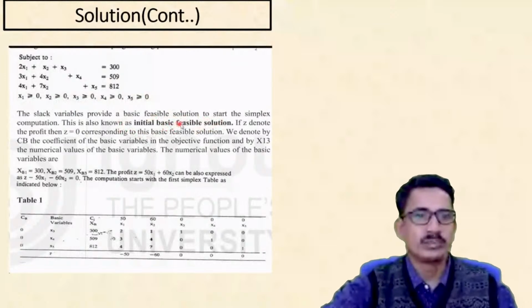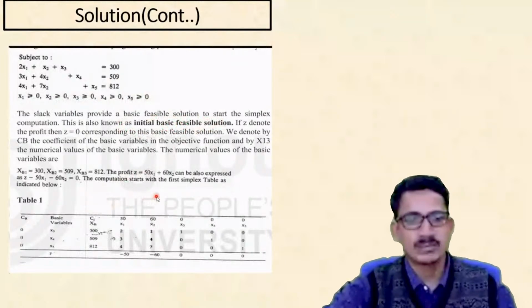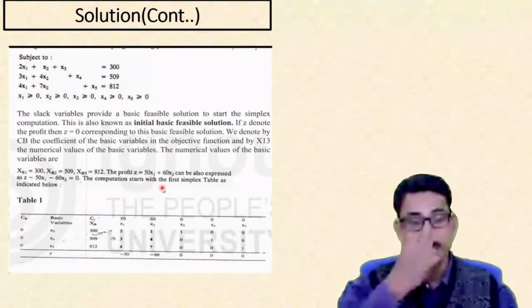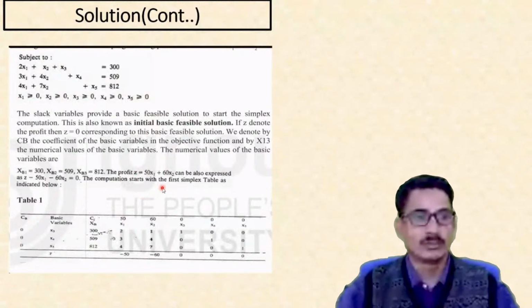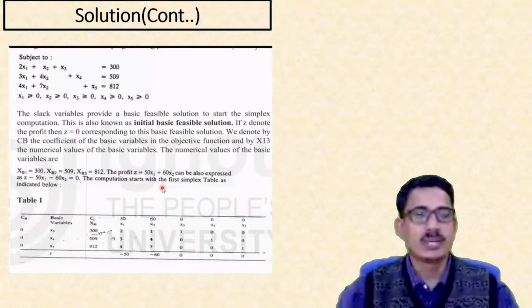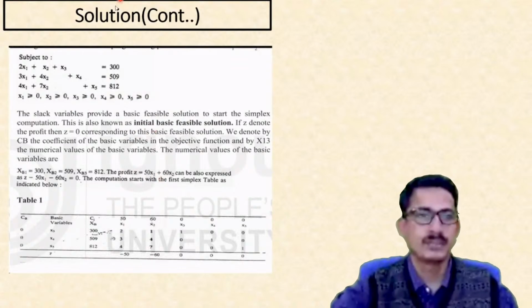Now you are going to find out the IBFS, the initial basic feasible solution. Now let us see how to solve it by the simplex method. The simplex method always depends on tabular form. I mean, through the tabular method you have to solve it. So here the right-hand side, as I said earlier, subject to the constraint, is always Ax is less than or equal to, or greater than or equal to, b. So here b means 300, 509, 812. This is the b matrix, right?